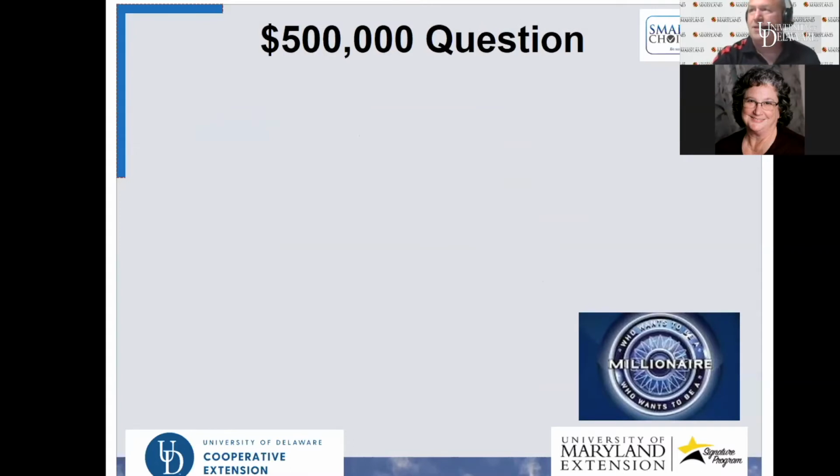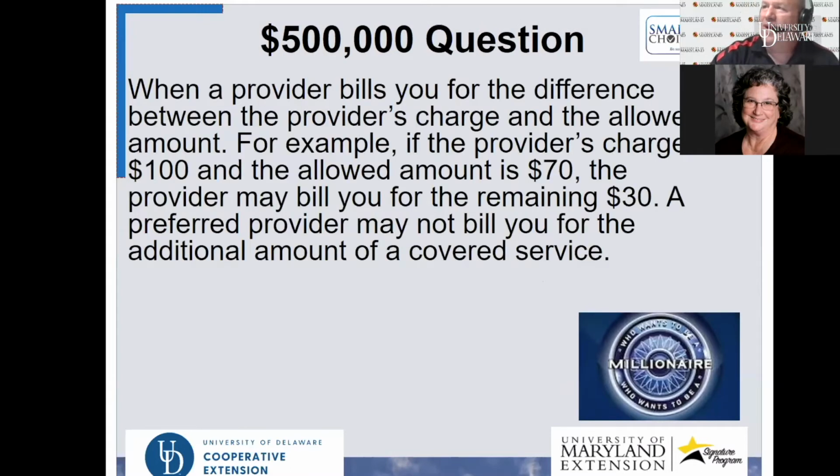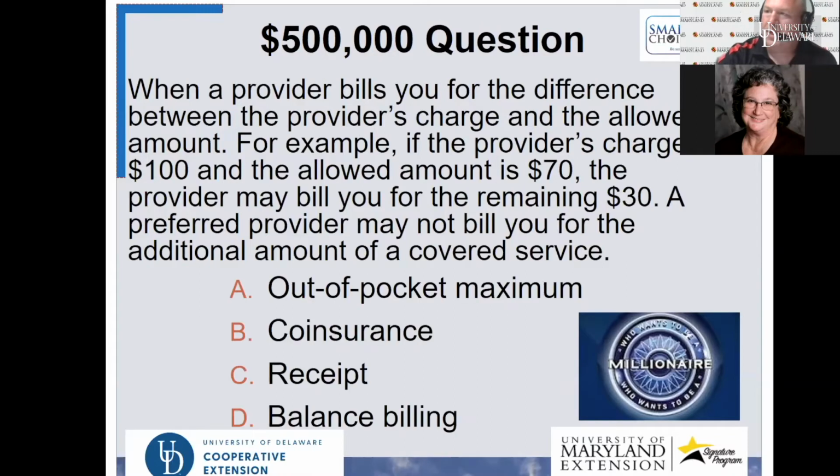The $500,000 question. When a provider bills you for the difference between the provider's charge and the allowed amount, for example, if the provider's charge is $100 and the allowed amount is $70, the provider may bill you for the remaining $30. A preferred provider may not bill you for the additional amount of a covered service. And so your options are out-of-pocket maximum, coinsurance, receipt, and balance billing.